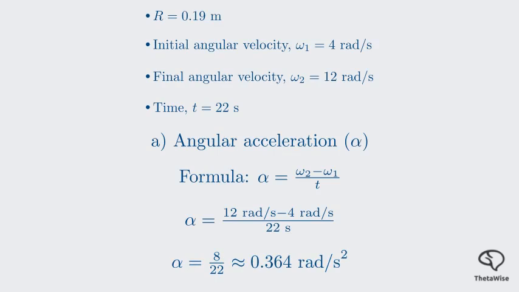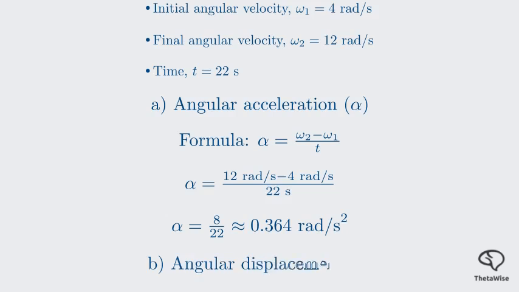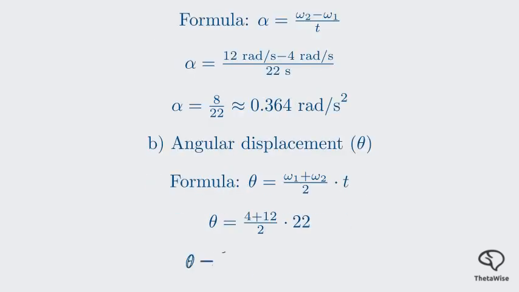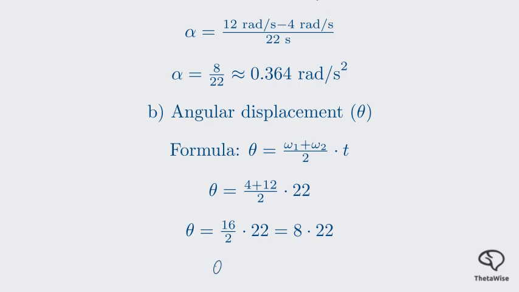Next, part B, the angular displacement theta. The angular displacement can be found using the average angular velocity. Theta equals the average angular velocity times time. The average angular velocity is omega 1 plus omega 2 divided by 2. Substituting the values, theta equals 4 plus 12 divided by 2, all multiplied by 22. This is 16 divided by 2, which is 8, multiplied by 22. So the angular displacement is 176 radians.